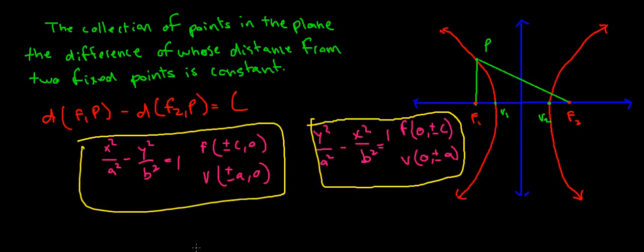A hyperbola is a collection of points in the plane, the difference of whose distance from two fixed points is constant. So a definition very similar to that of an ellipse, the only difference being instead of the distances from the focuses to the point being added together, they are being subtracted.